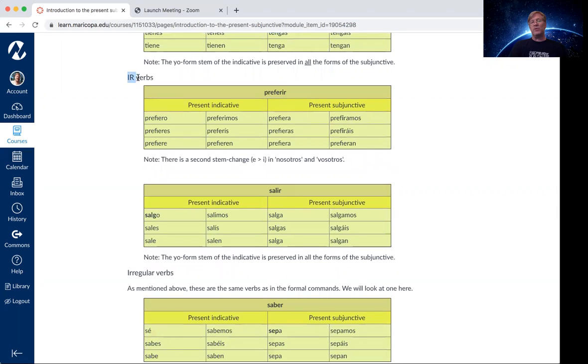With stem changing verbs, when the verb is an IR verb, and it's stem changing, it has a secondary stem change in the nosotros form. So prefiera, prefieras, prefiera, prefiramos, prefiráis, prefieran. Whereas in the indicative, it had a stem change in the boot form, but no stem change in nosotros and vosotros. In the subjunctive, it has 2 stem changes. The normal one in the boot and the secondary one in nosotros and vosotros. Bien.